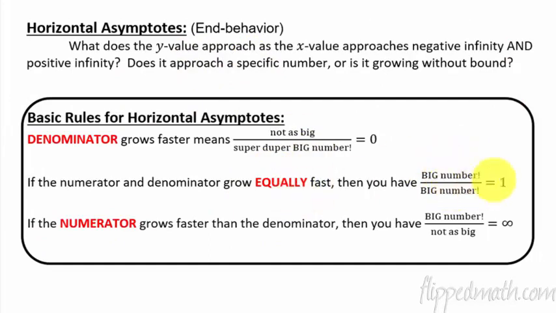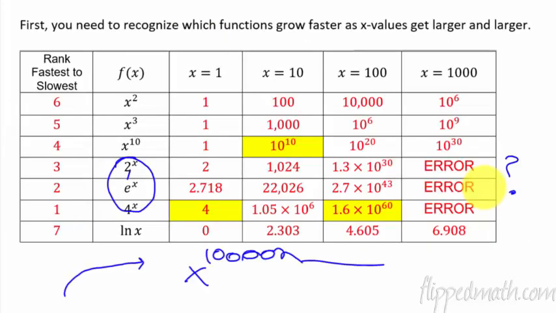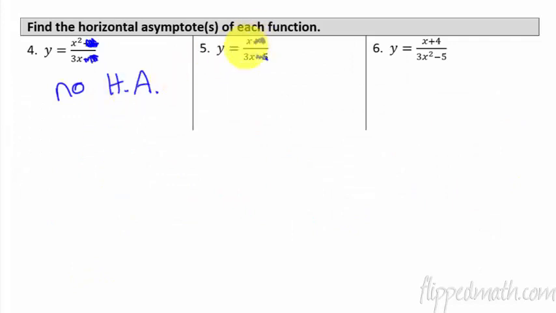So remember how a big number divided by a big number equals 1? Think about that. You have a super duper big number on top. On bottom, you have the exact same super duper big number times 3. So what is that going to equal? The horizontal asymptote of this function is y equals 1/3. That's the horizontal asymptote. And then this one here, again, we don't worry about the plus 4. Down here, we're not going to worry about the minus 5. Those things are just too small to affect anything as you get out to infinity.